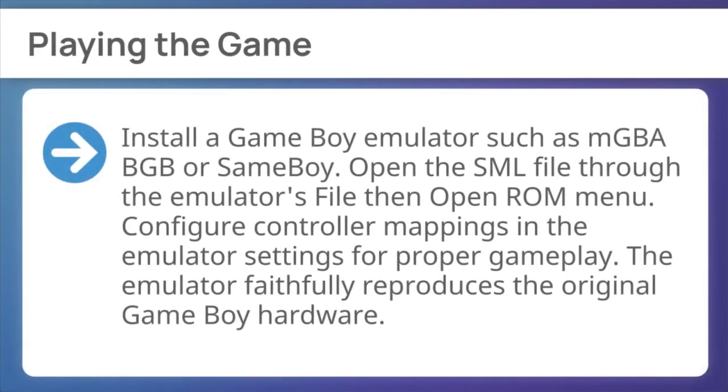Install a Game Boy emulator such as mGBA, BGB, or SameBoy. Open the SML file through the emulator's File, then Open ROM menu. Configure controller mappings in the emulator settings for proper gameplay. The emulator faithfully reproduces the original Game Boy hardware.